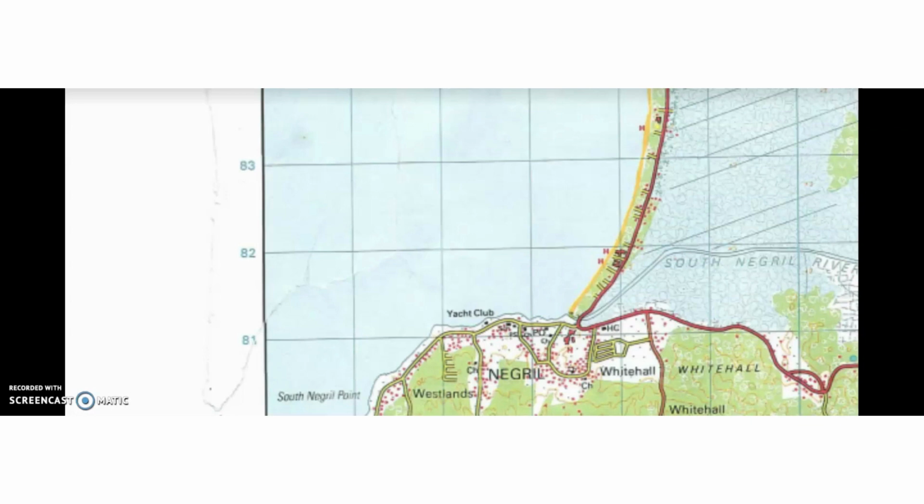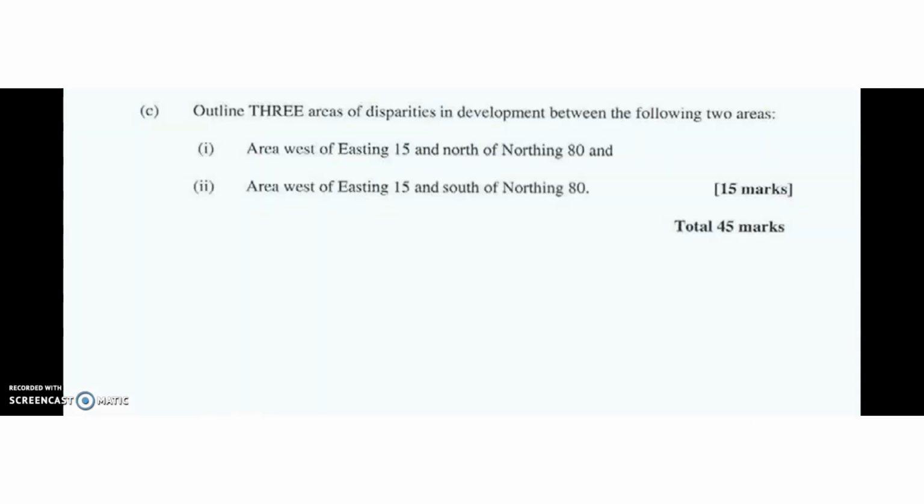Okay. Now, part C, we have to outline 3 areas of disparities in development between the following 2 areas. Now, class, look at this carefully. This is 15 marks. We have to compare 1 and 2. We have the area west of Easting 15 and north of Northing 80. We also have the area west of Easting 15, same west, but south of Northing 80. You have to understand what Northings and Eastings are.